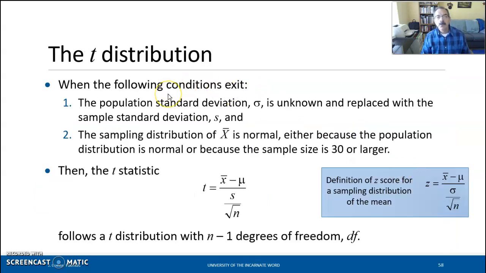All right. So when the population standard deviation is replaced with the sample standard deviation and the sampling distribution is normal, then this t statistic follows a t distribution with n-1 degrees of freedom. And if you compare this definition of the t statistic with the z statistic that we used in the previous segment, then you see that these two equations are identical. The exception is that the t relies on the mean of the sample and the standard deviation of the sample. And that's what we know from the sample. So we want to use this t distribution.